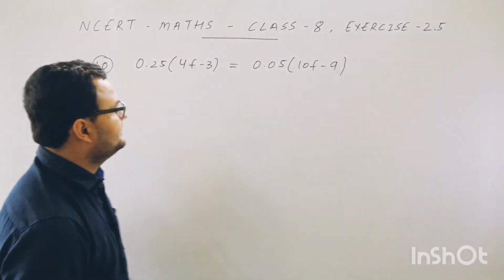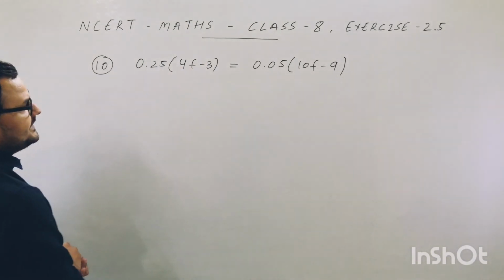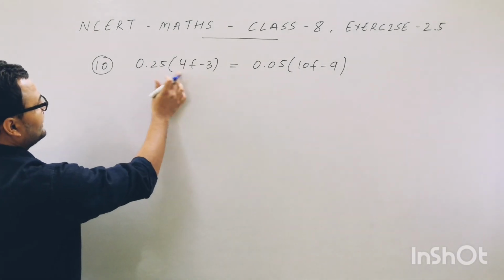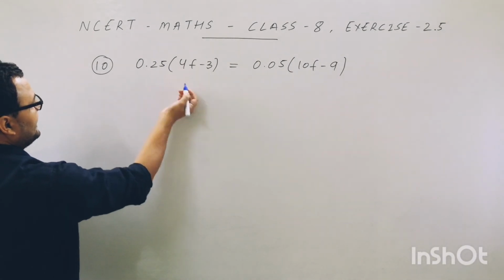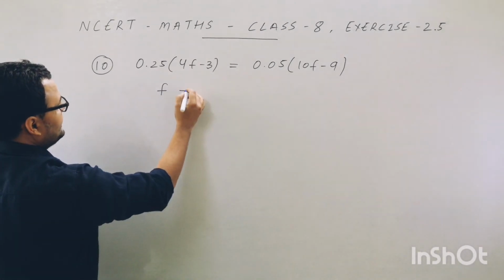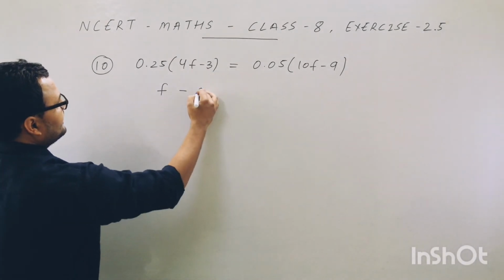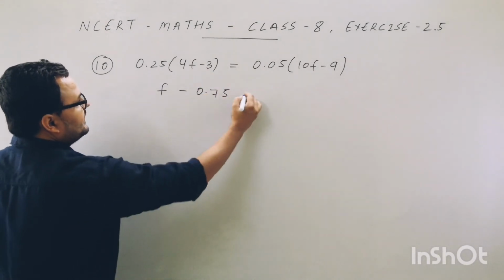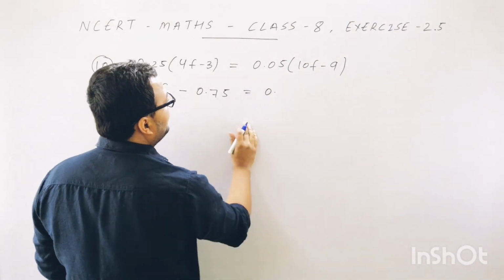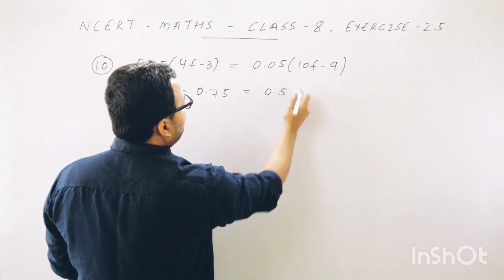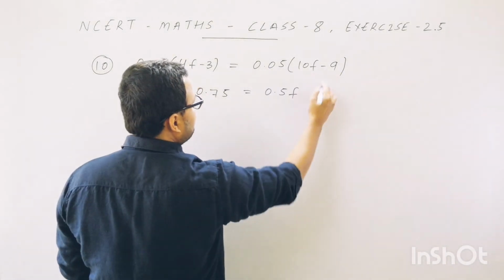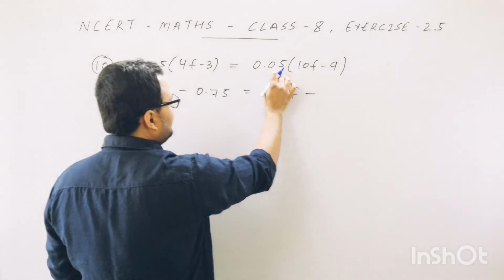Now the last one, question number 10. This is the question. So again simplify the bracket, first this into this, then 0.25 into 4, you'll get 1f, so I can write it as f. 0.25, plus minus first minus and 0.25 into 3, 0.75, equal 0.05 into 10. So we got 0.5f, and 0.05 first plus minus minus and 0.05 into 9 we got 0.45.